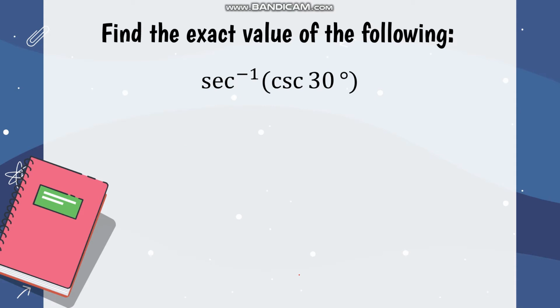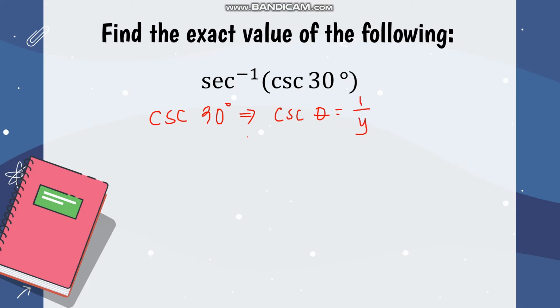As you can see here, there is a function inside the function. So what we will do is solve first for the function inside the parentheses. So we need to solve first for cosecant of 30 degrees. Okay, so we have to identify this value. We can solve for the cosecant of an angle by getting the reciprocal of its y coordinate. So it should be 1 over y.